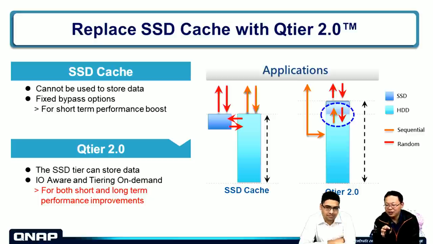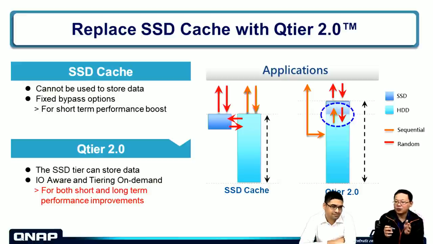SSD cache is used to store the files temporarily outside the storage space. But QTier means the SSD space is part of the storage space. So you store a file to your space, but maybe in SSD or maybe in hard drive. Because the architecture is different, the operation is different too.